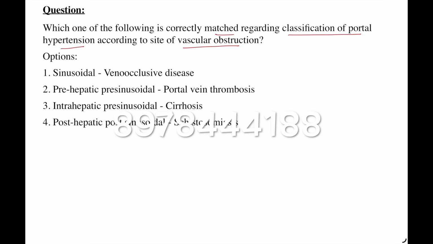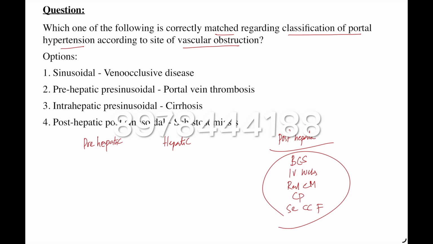Okay, so portal hypertension is classified into pre-hepatic, hepatic, and post-hepatic causes. So when you see portal hypertension, the obstruction of the portal venous system can occur before the liver, within the liver, or after the liver. After the liver means the hepatic veins are getting affected, like Budd-Chiari syndrome, inferior vena cava webs, or even the heart might be restricting, that is restrictive cardiomyopathy or constrictive pericarditis, or very severe CCF which is not allowing the hepatic flow to come out. All these are post-hepatic.